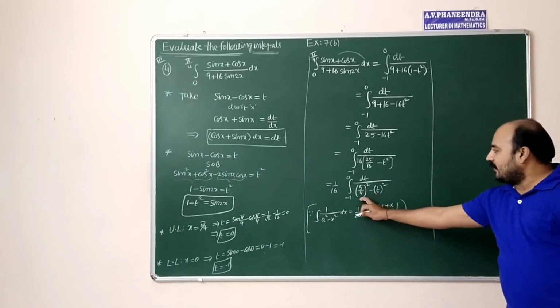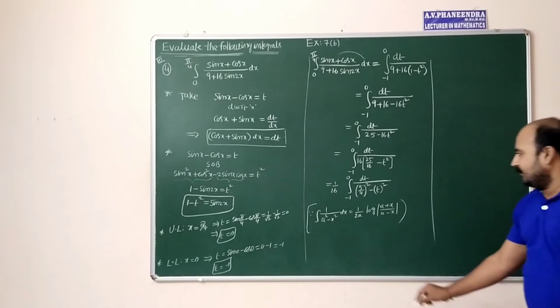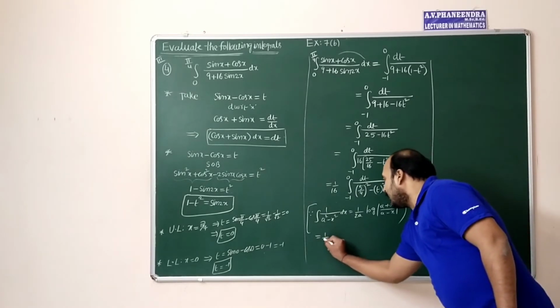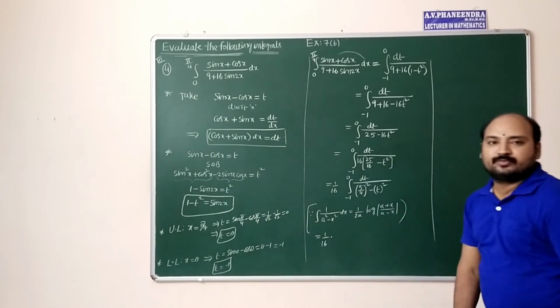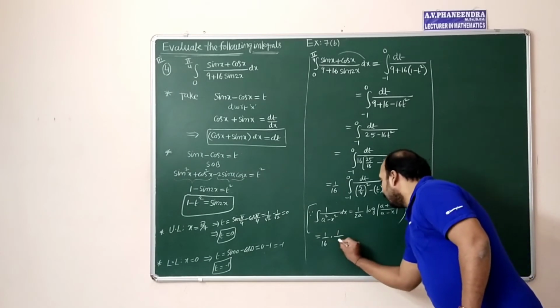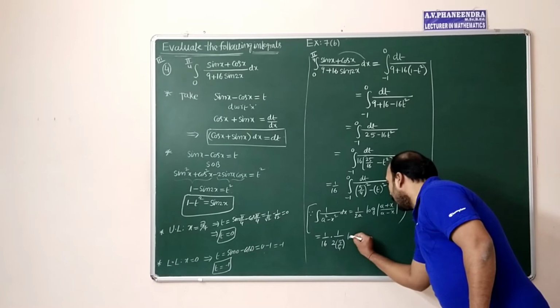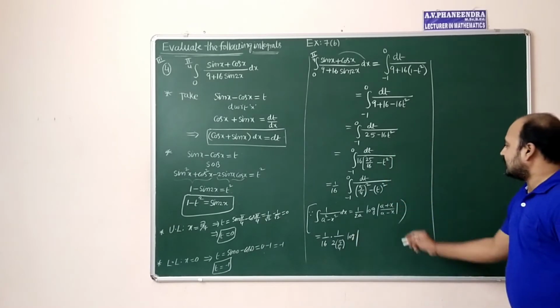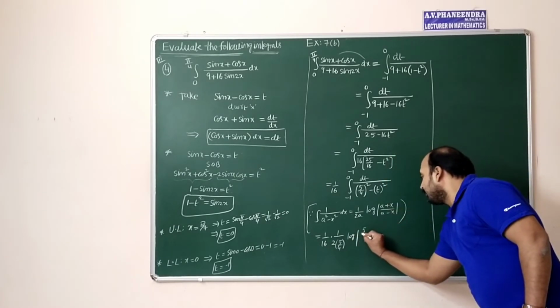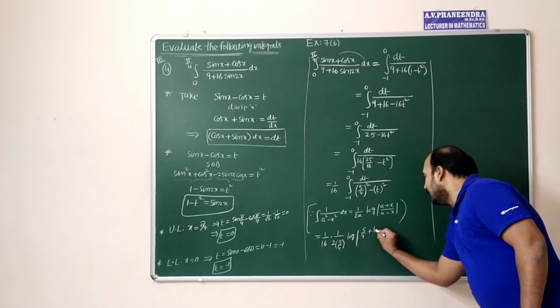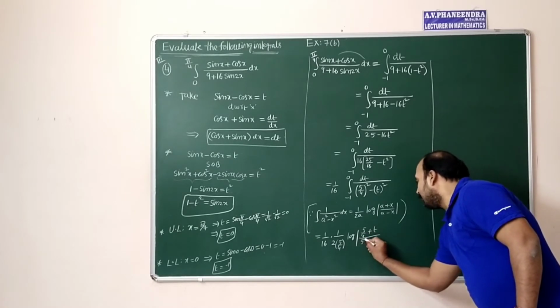So a is equal to pi by 4 and x is equal to t. So 1 by 16 is already there. 1 by 16 into 1 by 2a. 1 by 2 into a value is 5 by 4. Log mod a plus x, a value is 5 by 4 plus x, x means t, divided by 5 by 4 minus t.